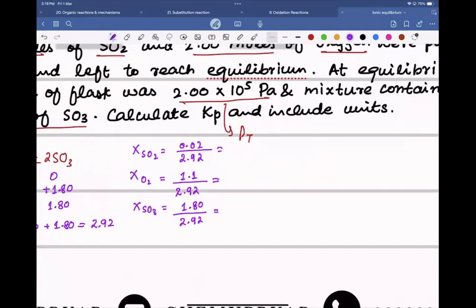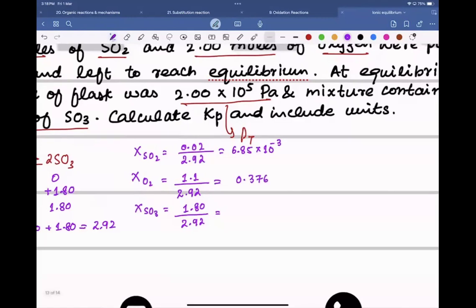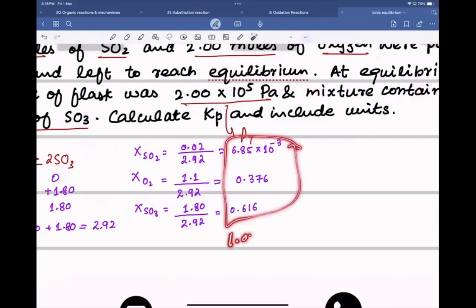Sir, the first one is coming 6.85 times 10 to the power negative 3. Yes, sir. Then for the second one, 0.376. Then for the third one, 0.6164. Okay. Now, if you add these three values and you get 1.0, it means you have found the mole fractions correctly. So you can just cross check it.